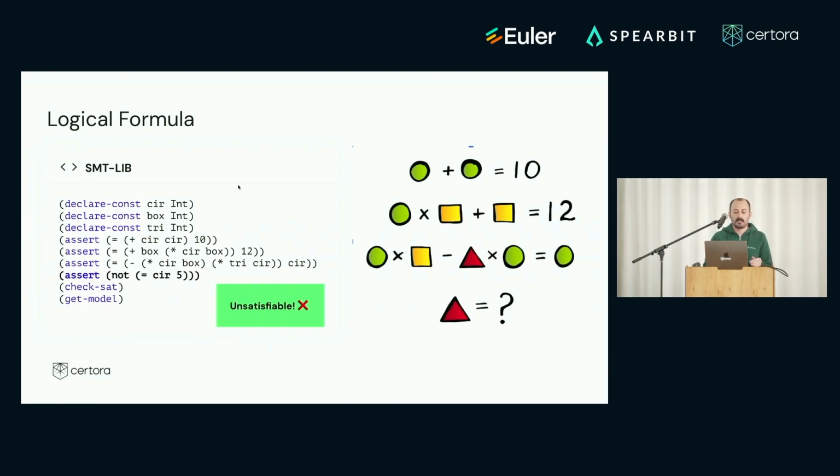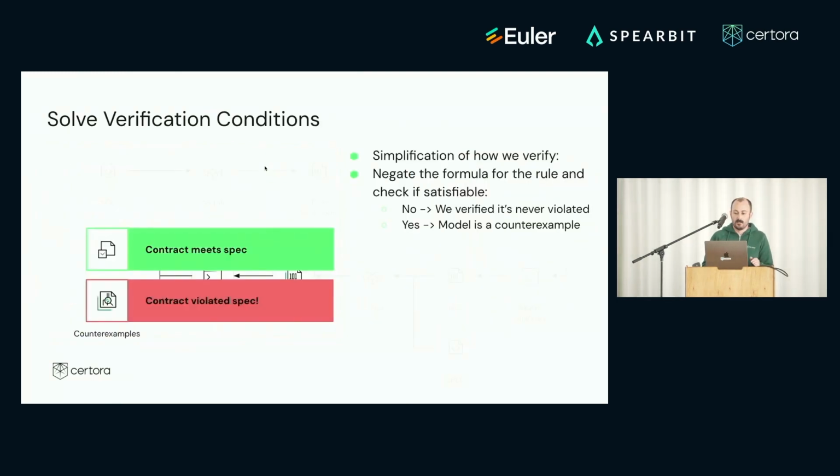However, if you imagine we added this extra constraint, which says circle can't be 5, it's no longer satisfiable. And when you get to check set, it'll say, no, this is not satisfiable, and it won't be able to get you this model. So now that we know a little bit about how SMT solving works, we can return to see how we can use this to do program verification.